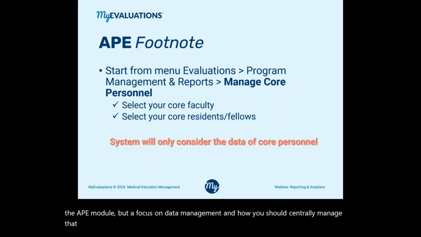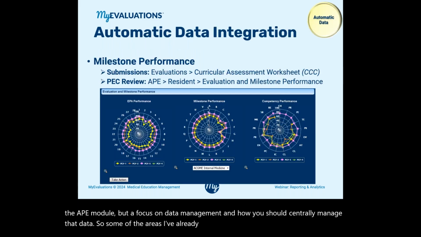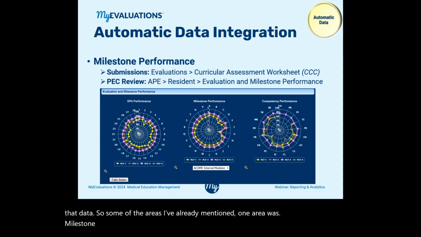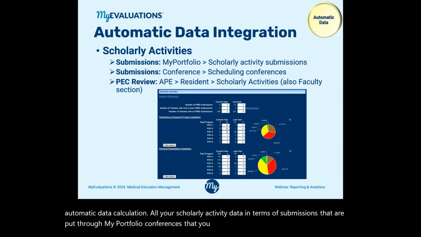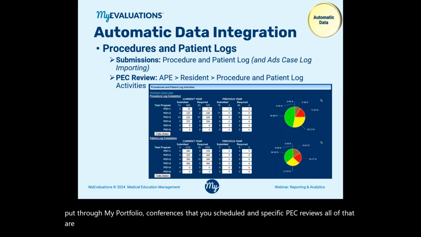So some of the areas I've already mentioned. One area was milestone performance. All the calculations are done by PGY level for you. So this is automatic data calculation. All your scholarly activity data in terms of submissions that are put through my portfolio, conferences that you've scheduled, and specific PEC reviews, all of that are documented on here.